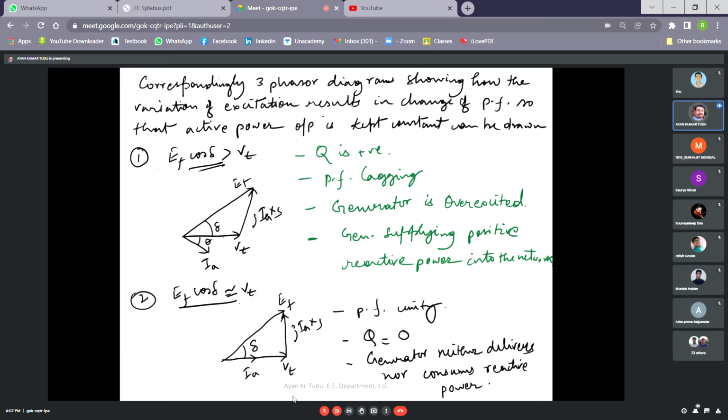Then in this condition we can see that the reactive power is positive, meaning the generator is supplying reactive power to the system. And what type of reactive power? As you can see, it is positive. So the generator is supplying positive, lagging reactive power into the network, from the generator to the load.